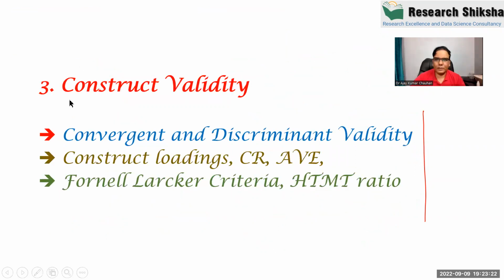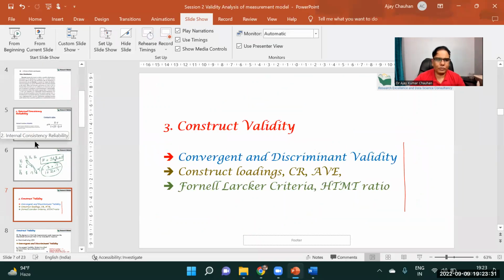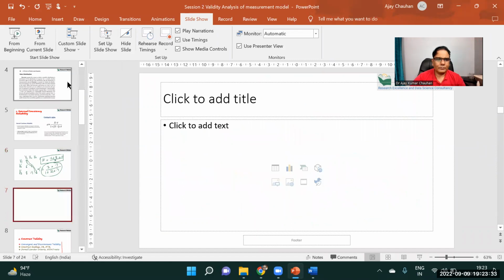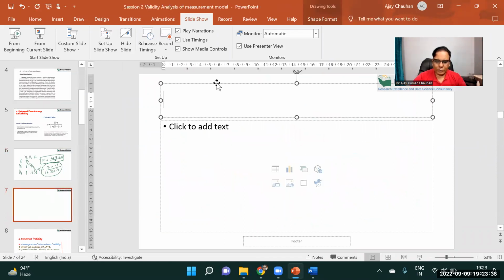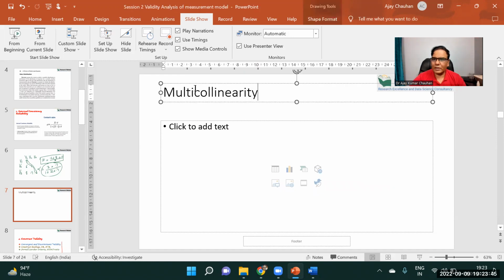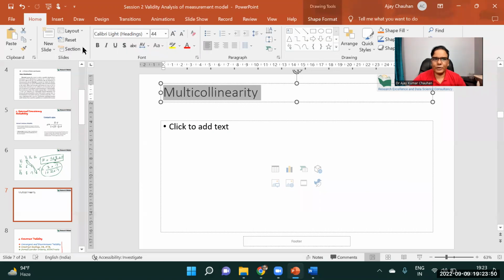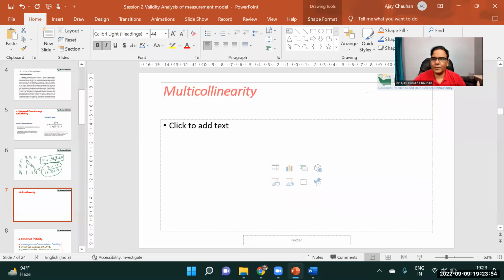After the Cronbach alpha, we have to report the construct validity. And before this, let me insert one more slide. Now, multicollinearity. So multicollinearity, because suddenly this concept is very, very important, because in the last few days, many scholars asked me to report the multicollinearity. So let me include that also.